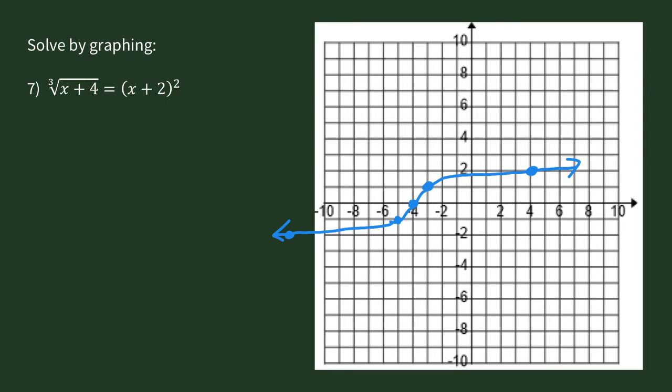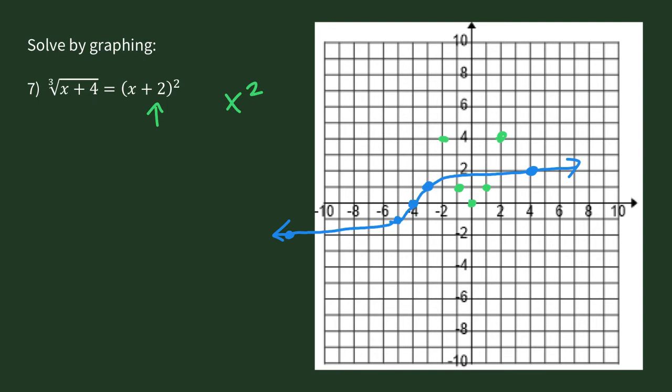Now I'm going to do x plus 2 squared. So if I just graphed x squared, that would look like this. I'm just squaring numbers, like 1 squared is 1, -1 squared is 1, 0 squared is 0. If I plug in 2, 2 squared is 4, and I'll do -2. -2 squared is also 4.